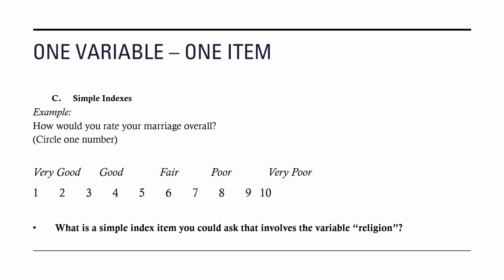A simple index would be a statement or a question followed by a variety of response categories that exist on a spectrum. For example, what this could look like would be, how would you rate your marriage overall, with response categories existing between 1 and 10, with 1 representing very good through 10, which would be very poor, and a variety of different responses that would match those numbers throughout as well.